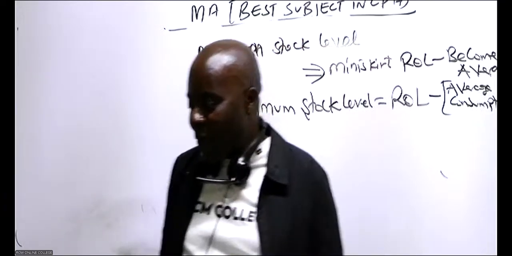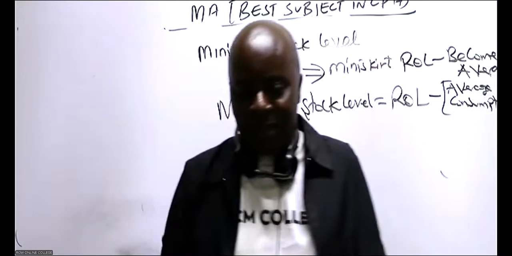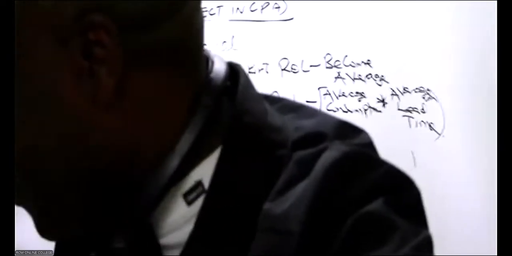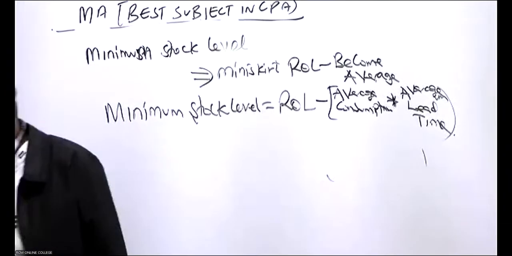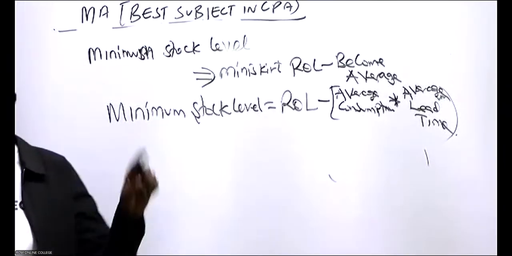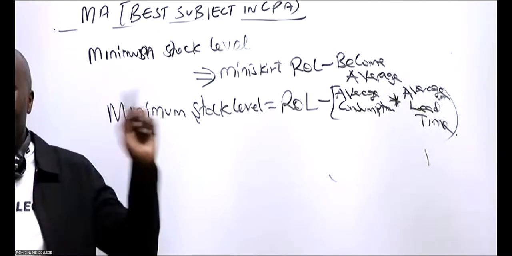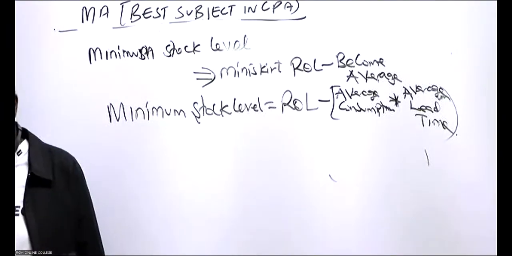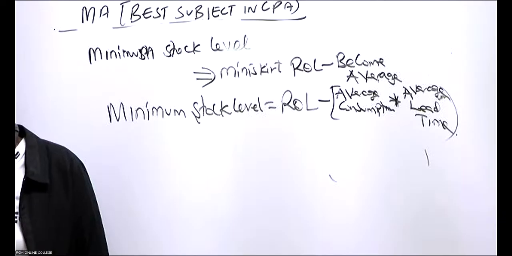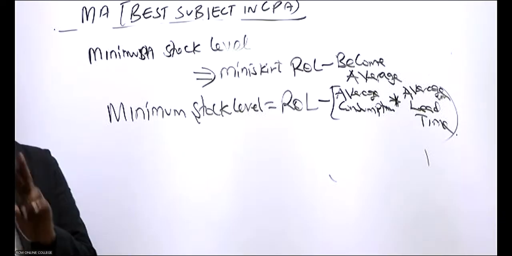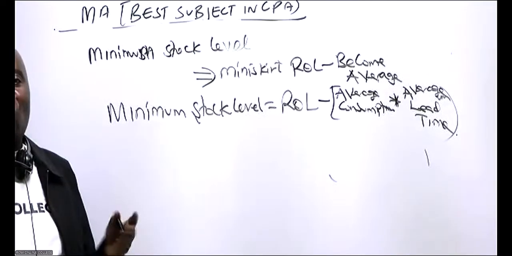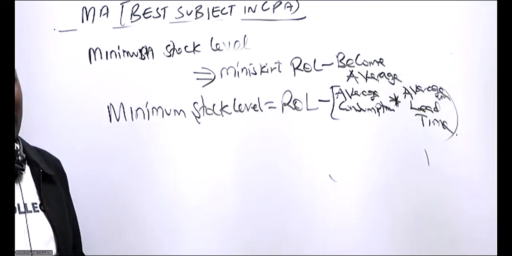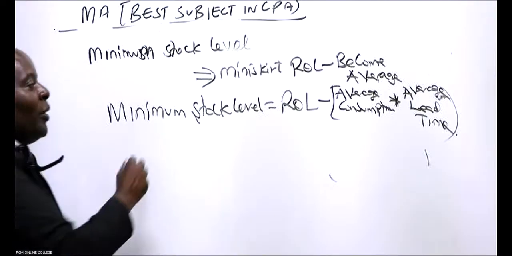This one, Mwalimu, I will never forget. So anytime they want me to get minimum stock level, I will always think about that. You see, average is also known as normal. So whenever you see normal or average, that is one and the same. So let's roll on this together.